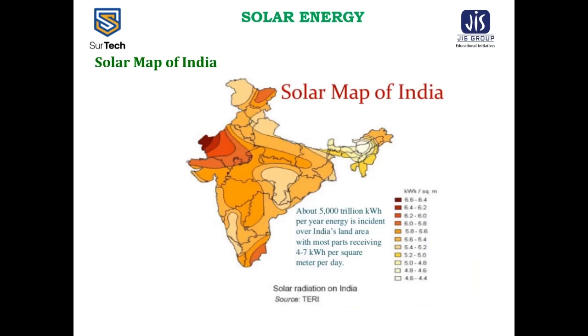Now, the solar map of India. India is one of the sun's most favored nations, blessed with about 5,000 trillion kilowatt hours per year of energy incident over India's land area, with most parts receiving 4 to 7 kilowatt hours per square meter per day, mainly in the western region of India. Even if a tenth of this potential was utilized, it could mark the end of India's power problems by using the country's deserts and farmland to construct solar plants.